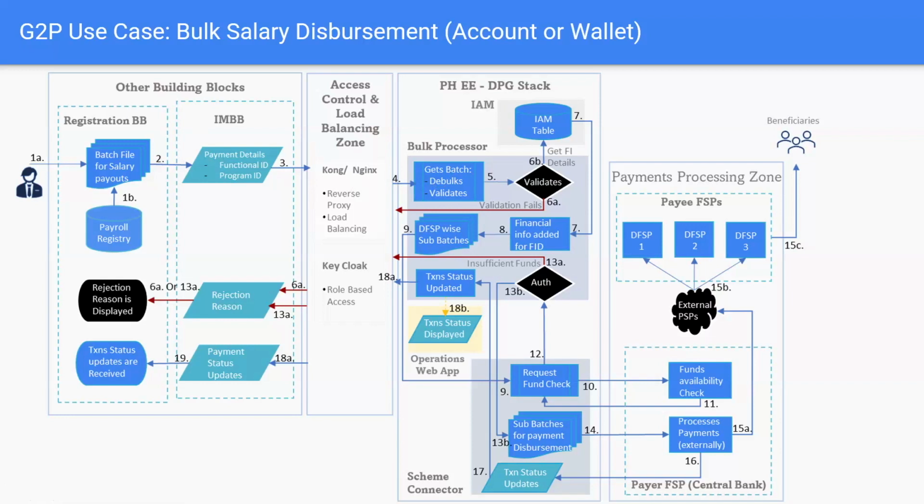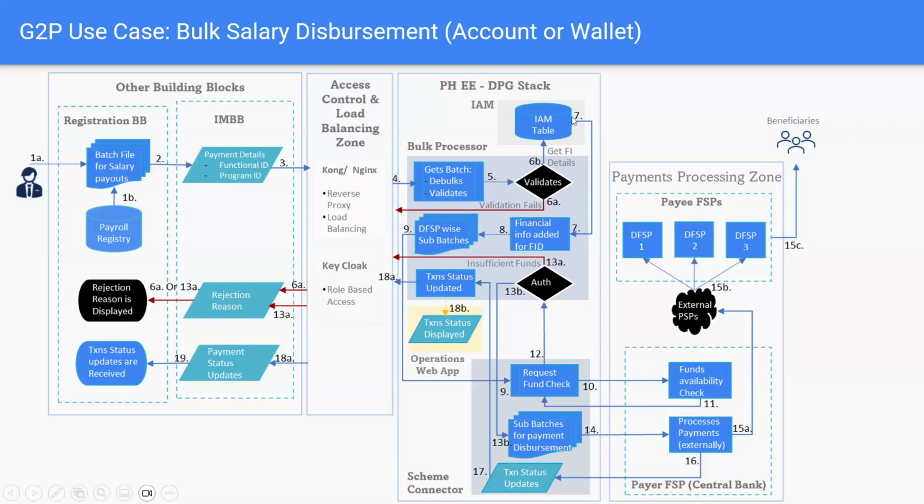At the payment hub, the request first lands at the bulk processor, which you could see over here. What it does is that it debulks it. It first validates the batch that it has received, and it debulks it. So it breaks down the main batch into smaller sub batches, which are targeted towards specific DFSPs. Once it has debulked it, it sends the information for validation and to fetch the financial address information from the identity account mapper table. Now, this is where the account lookup service that we were talking about happens.